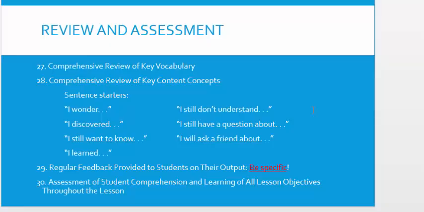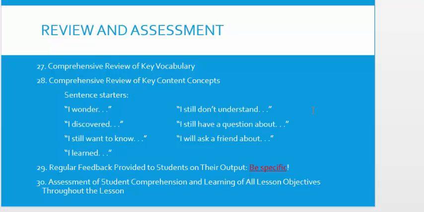Ticket for their ticket out of class. So you could either give them a different one each day. So today I want you to start your ticket with "I wonder," something more about the content that you taught. Or then switch it the next day to "I discovered" and share what they discovered today. "I still want to know," and so forth.